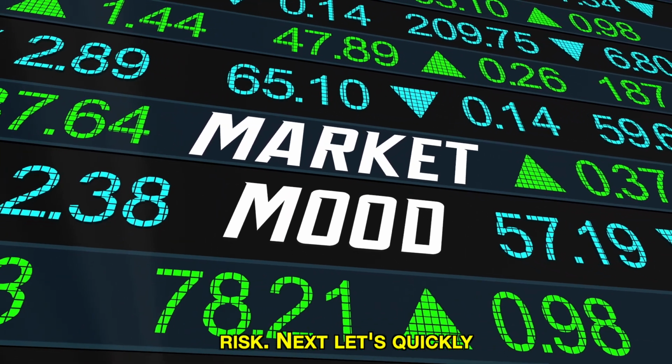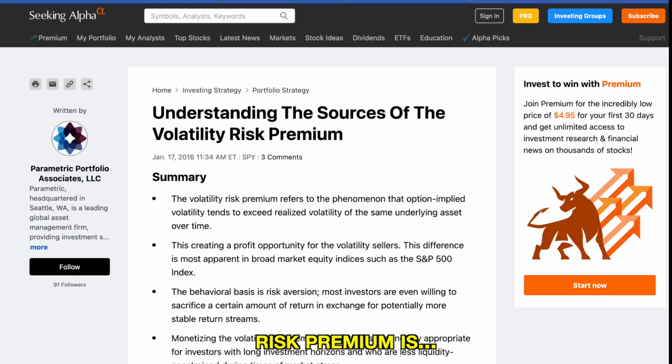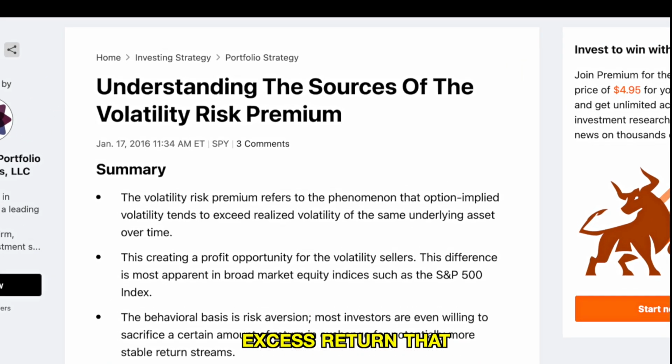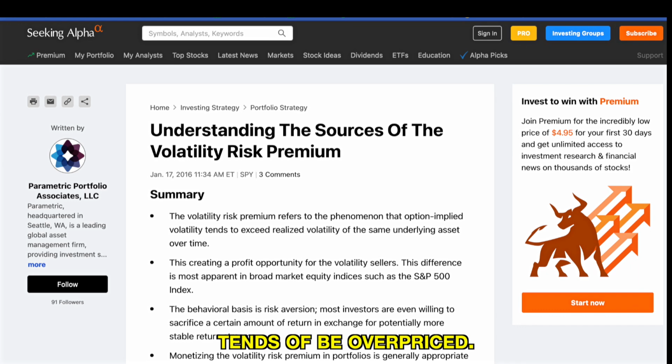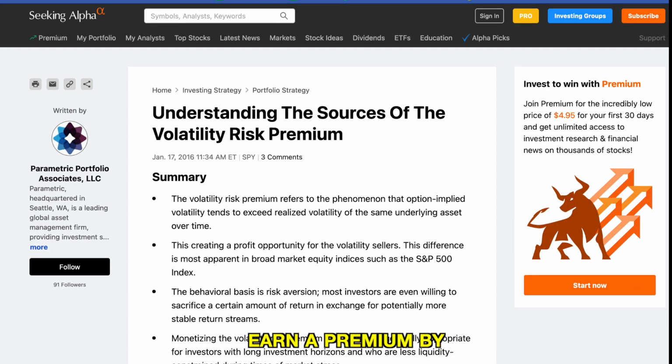Next, let's quickly understand what the volatility risk premium is. Simply put, it's the excess return that investors can earn by selling options or betting against volatility. It's a well-known phenomenon in financial markets that volatility tends to be overpriced, meaning that investors can earn a premium by selling volatility or betting against it.